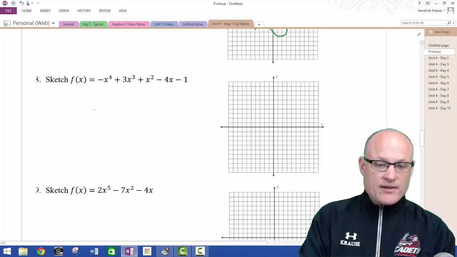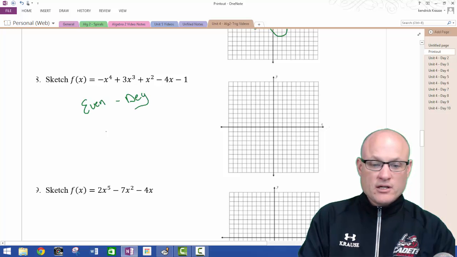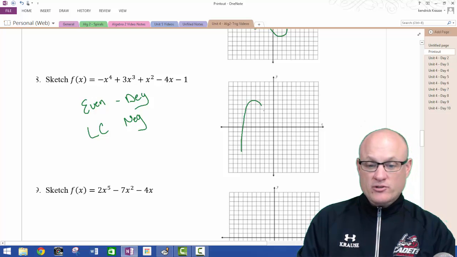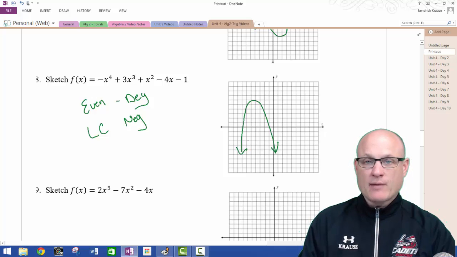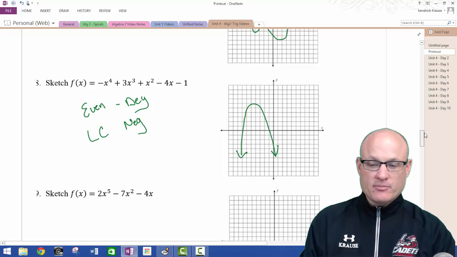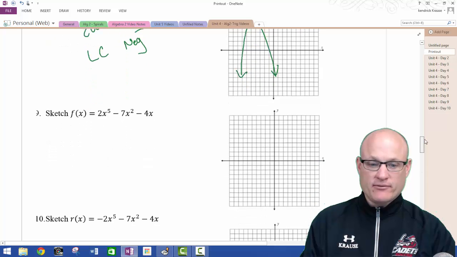This is an even function again. So my degree is even. My leading coefficient in this case is negative. And that just means, I mean, it could just look as simple as that. That's not what this is going to look like. I'm just trying to get you an idea of what the end behavior is. I know that you can use a graphing calculator, plot a few points, and get them. In this case, we're looking to see what the end behavior is.